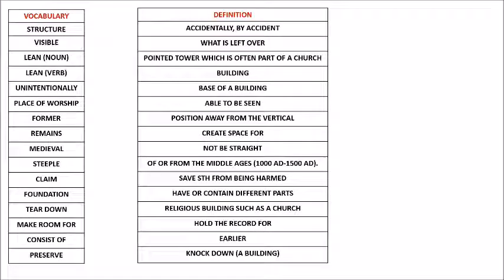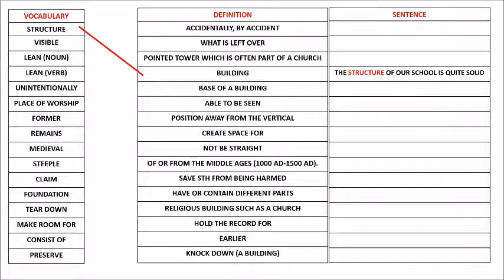Okay guys, here we have two columns. We have vocabulary words and we have their definitions. So what I want you to do is match the vocabulary words with the correct definition. For example, number 1, we have the vocabulary word structure, and the definition is building. And afterwards, I would like you to generate a sentence with each of these words. So we have, the structure of our school is quite solid, as an example.